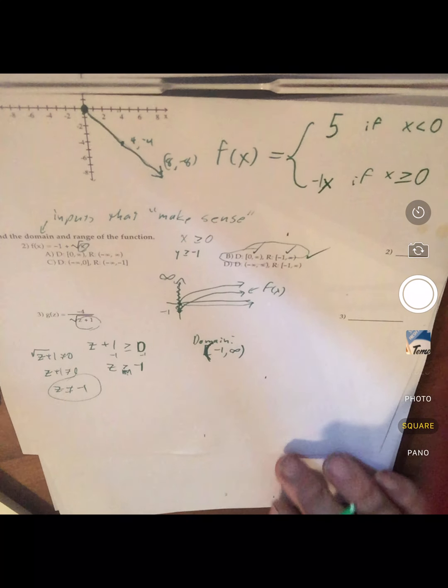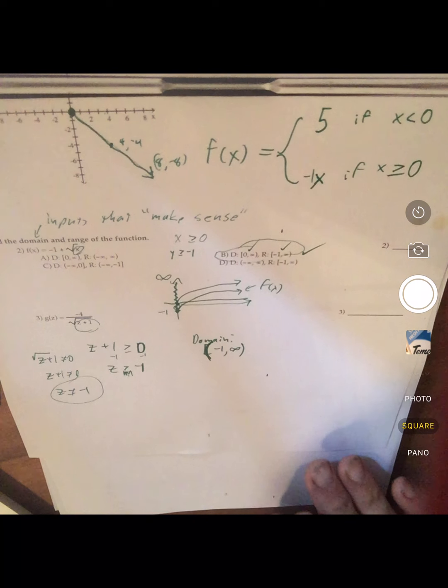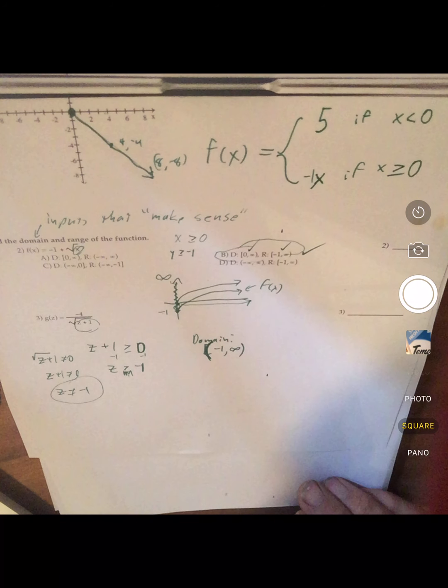Okay, middle of problem 3. Actually, I started it already under problem 2. I should do these separately and keep them short. So number 3 here, we're working on domain and range also on this.